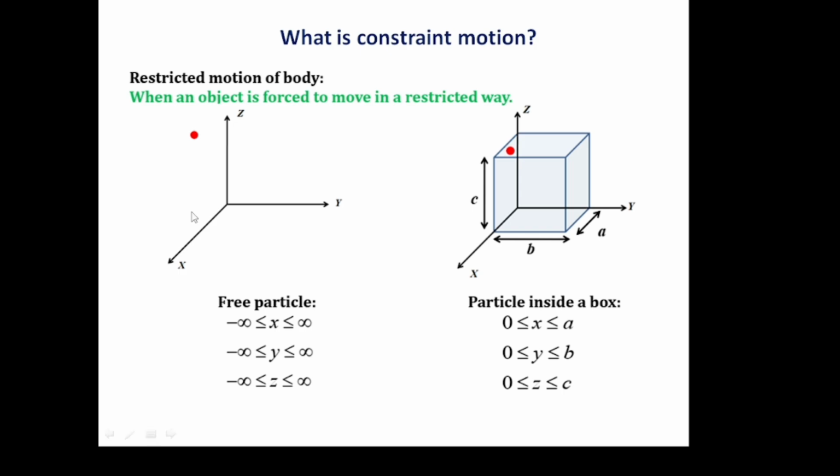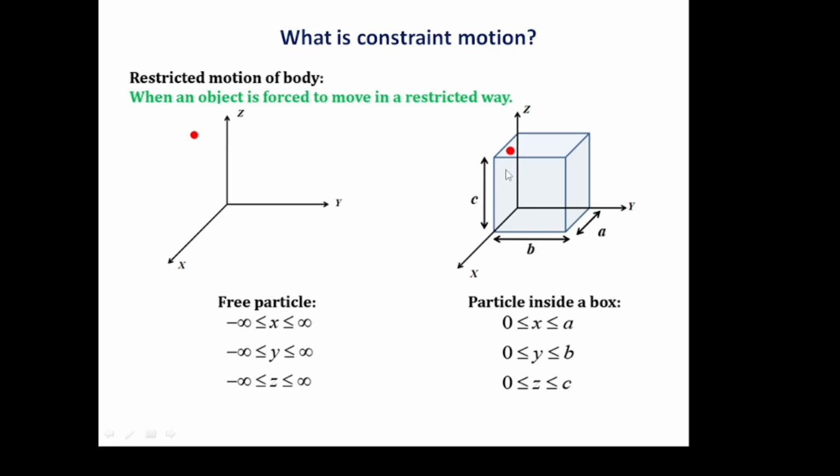First case, this is a free particle and it is moving in an xyz coordinate. For a free particle, x can be minus infinity to plus infinity, y is equal to and z is equal to minus infinity to plus infinity. That means it can go anywhere. Its motion is not restricted.